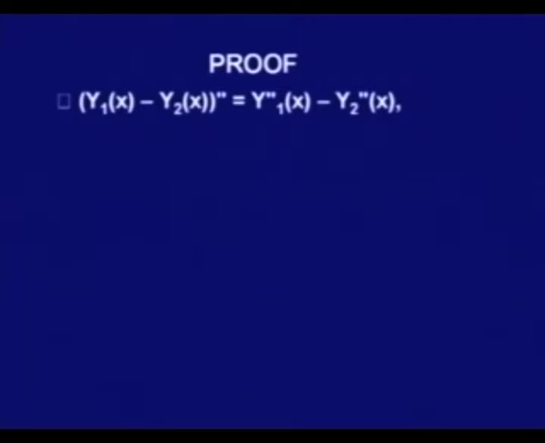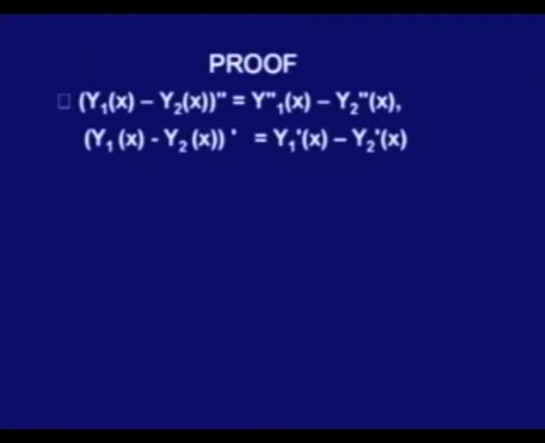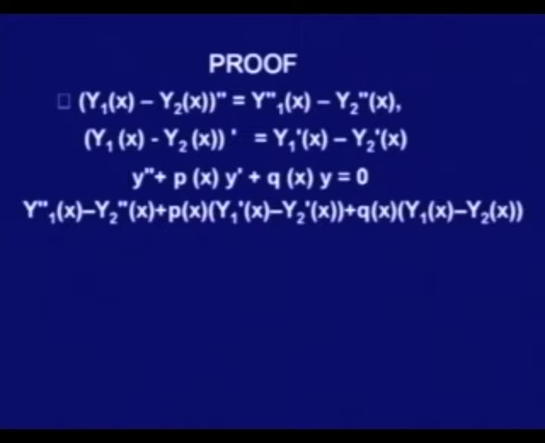Since the second derivative of Y1 minus Y2 would be nothing but the second derivative of Y1 minus second derivative of Y2, and the derivative of Y1 minus Y2 is nothing but the derivative of Y1 minus derivative of Y2, we will substitute this in our homogeneous equation, that is y double dash plus p x y dash plus q x y is equal to 0. Since we want to show that Y1 minus Y2 is a solution of the homogeneous equation, let us substitute it. What we do get, Y1 double dash minus Y2 double dash plus p times Y1 dash minus Y2 dash plus q times Y1 minus Y2.